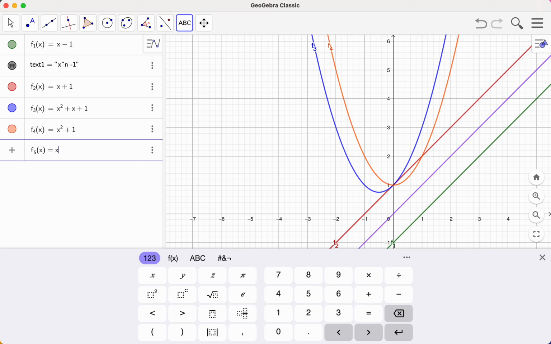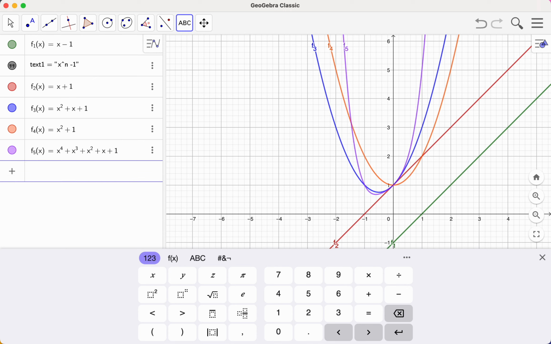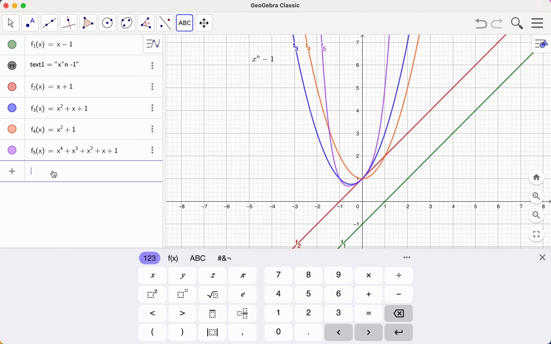So 5 is prime, so this is going to be x to the 4 plus x cubed plus x squared plus x plus 1. Plus 1. Like that. And I'm seeing that all of these pass through the point 1, which I guess makes sense because they are all factors of the polynomial x to the n minus 1, which of course has a root at 1. But they're all doing that in slightly different ways. So that's the 5th one.